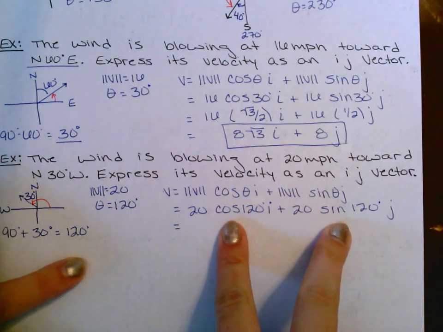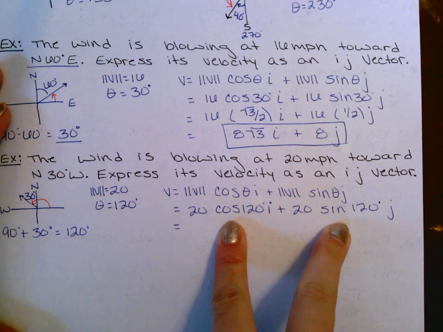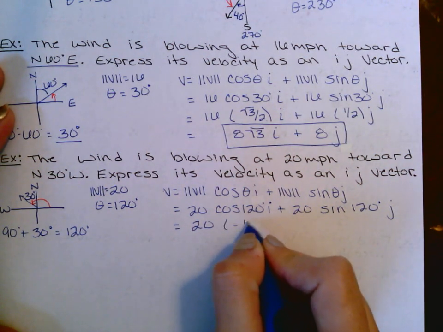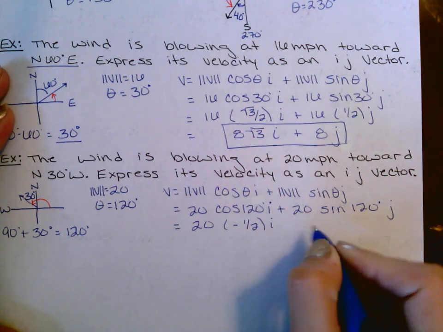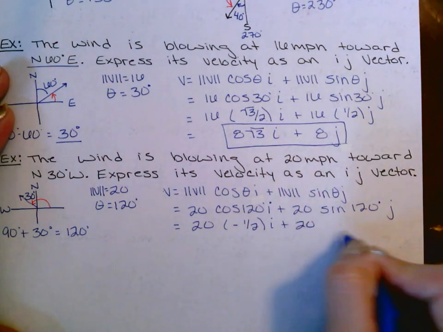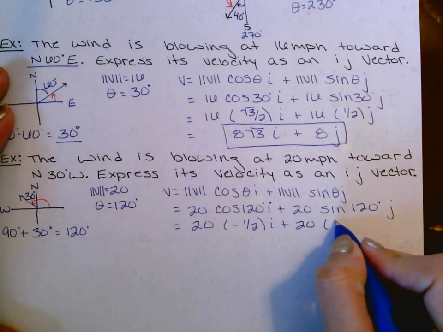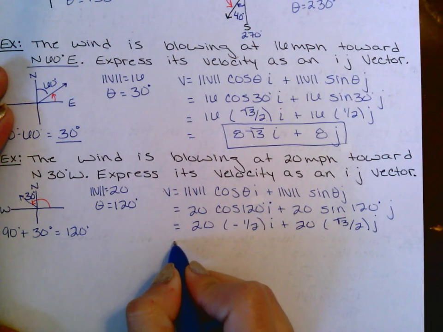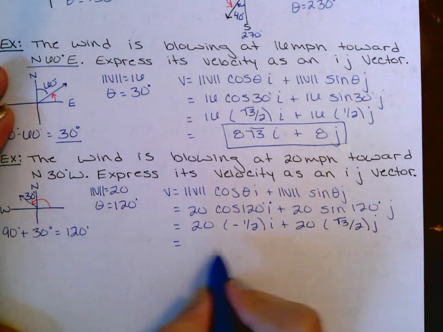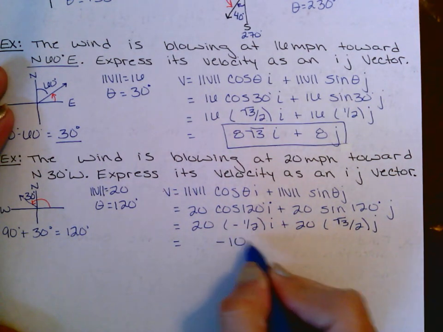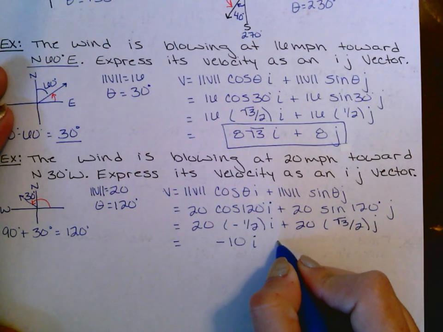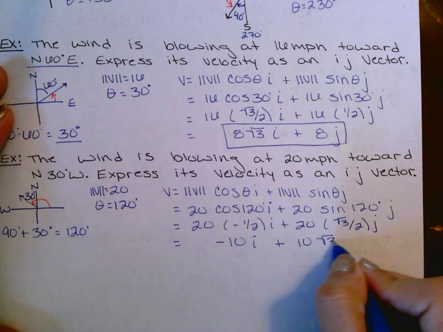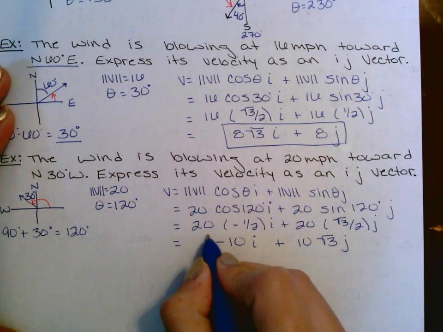I'm going to go to my unit circle for cosine of 120 and sine of 120. So I have 20 times negative 1/2 i plus 20 times positive radical 3 over 2 j. Okay, so half of 20 is 10, so I have negative 10i plus half of 20 is 10, radical 3 j.